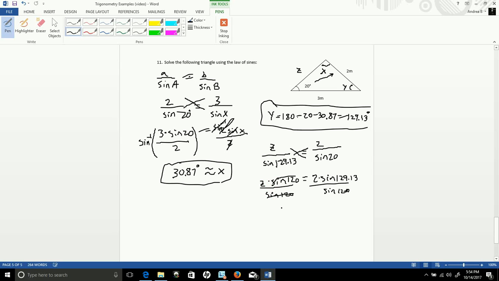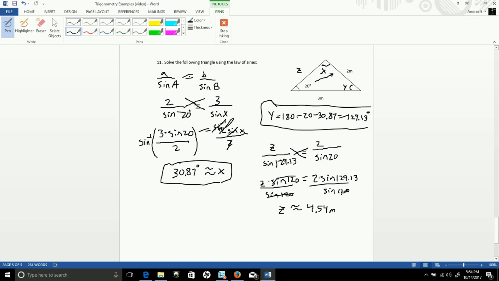So those cancel. Then, going through and getting this entered into your calculator, the 2 times sine of 129.13, and then dividing that answer by your sine of 20 degrees here, it looks like we should get approximately 4.54. And then remember, our sides in this case are in terms of meters. So we would have meters there on our 4.54.